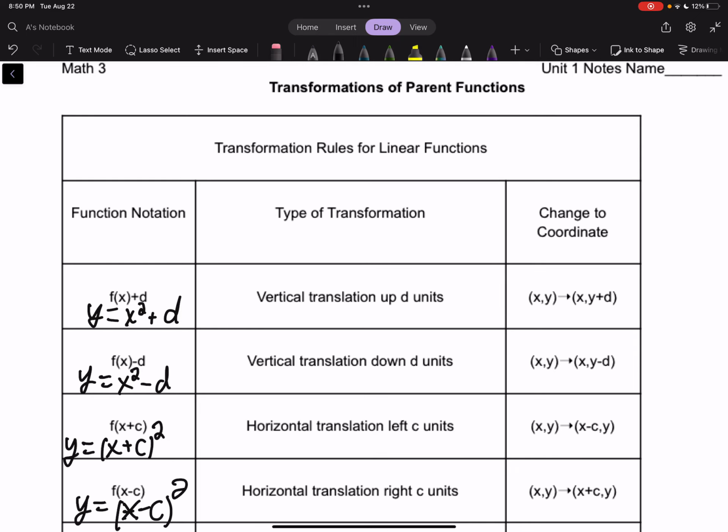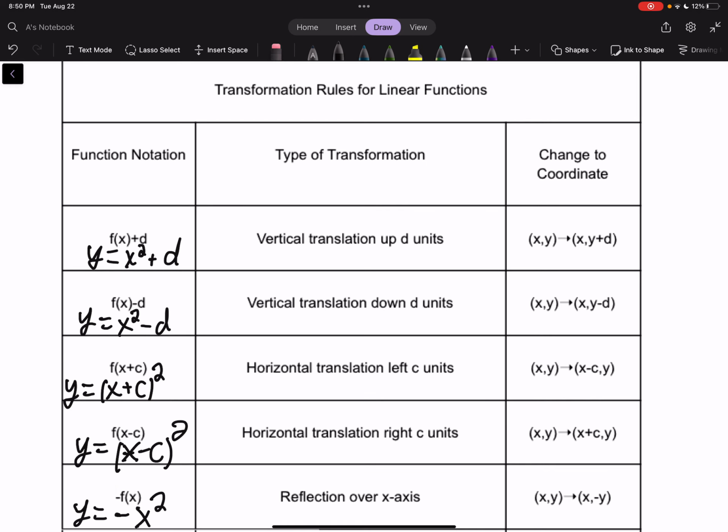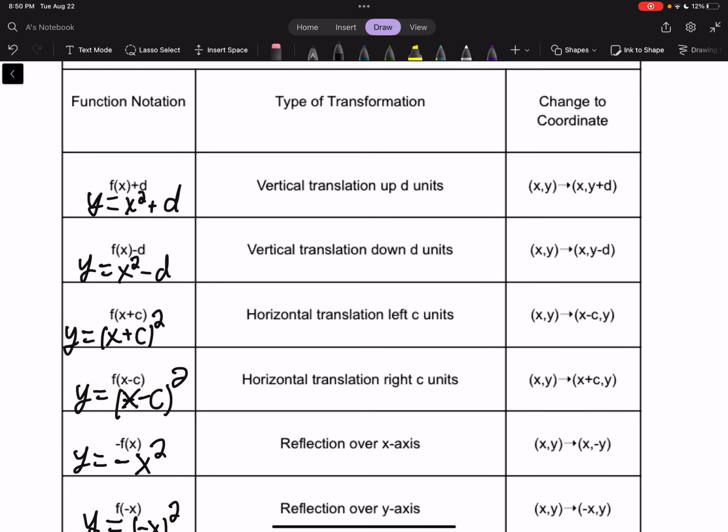Today we're going to be talking about transformations of parent functions. If we're adding or subtracting a number to our equation, it is going to be a vertical translation. Under function notation, I've written out what it might look like using x squared as the parent function.